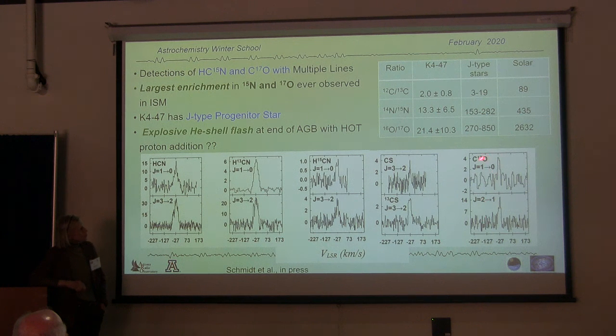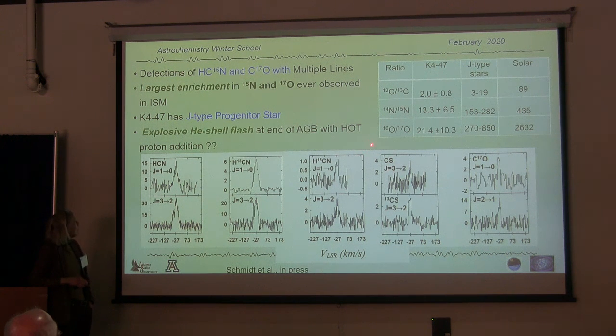And then we also found C17O. And here's the 2 to 1 line and the 1 to 0 line, HC15N 1 to 0 line, 3 to 2 line. And so we were able to find an oxygen 16 to 17 ratio of about 21, and the carbon 12 to carbon 13 ratio is about 2. So here's HC13N and H13CS. We measured the carbon 12 to carbon 13 ratio of various molecules, and so we believe our errors on these are pretty good. So this was an amazing isotopic enrichment.